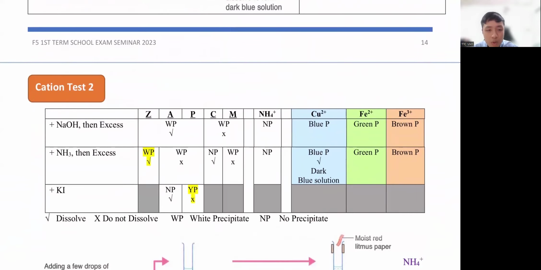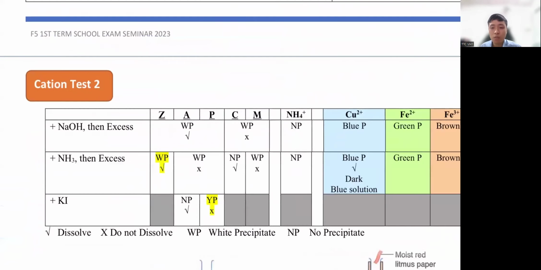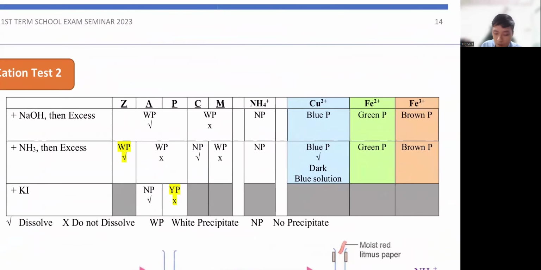So for cation test 2, now I confirm the colors first, okay? For Cu2+, I add ammonia: first I get blue precipitate. If I add excess, all of it dissolves and forms dark blue solution. For Fe2+, you can use NaOH or NH3, then you get green precipitate. For Fe3+, you add these two, you also get brown precipitate.